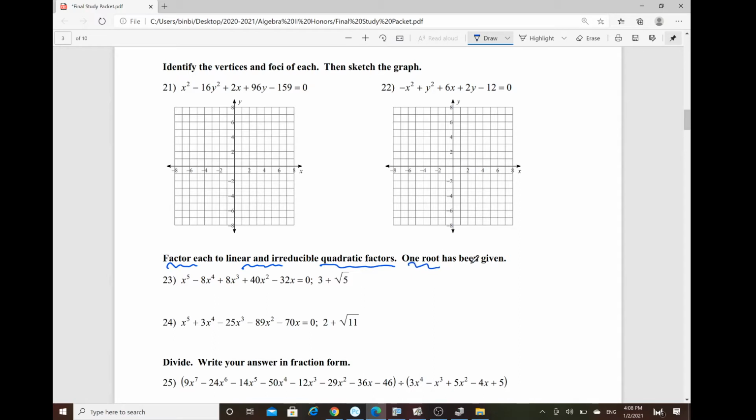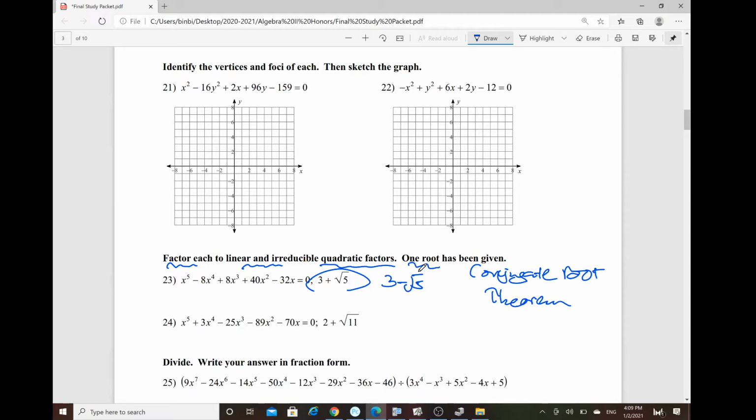One root is given already, which is 3 plus root 5, irrational. Anytime an irrational root is given, its conjugate is also a root. This is called the conjugate root theorem. So if the positive root is given, then the negative is also the second root. Okay, so let me just snip this one and put it into the new slide.